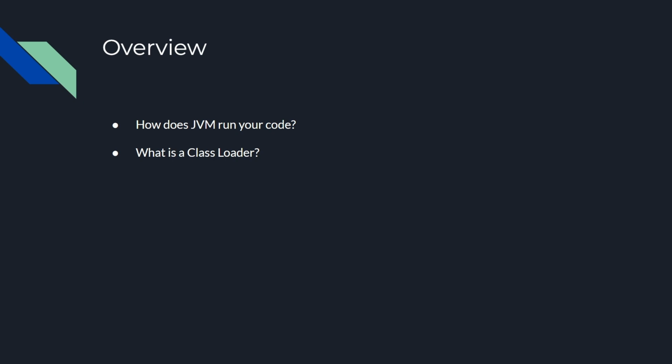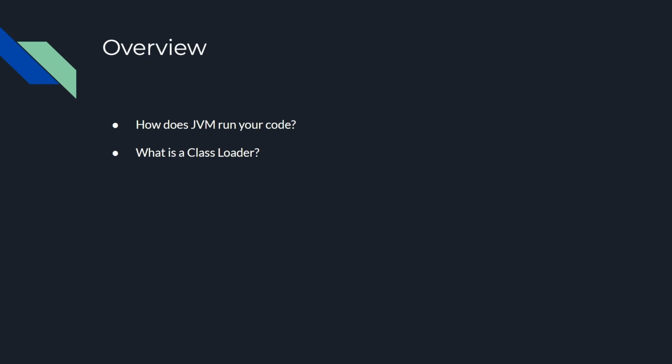Before we deep dive into the class loader, we need to understand how does JVM run the code that we give it to run. That means when we write a Java program and when we compile that Java program, it generates the .class file, it generates the bytecode for that Java program that is eventually executed by the JVM. But think about it, how does it run that code? How does JVM run that code? How does it execute that class file or the bytecode?